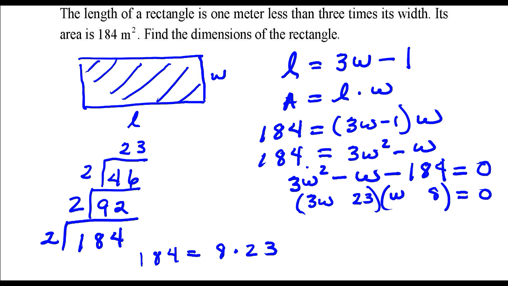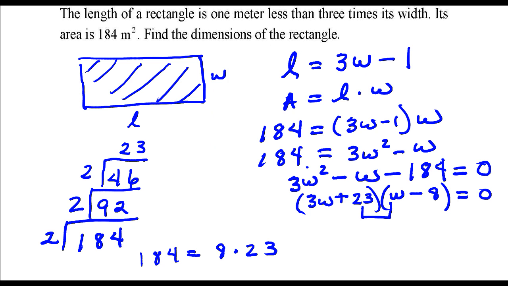Now I'm going to use these two numbers, and I'm going to put the 23 here and the 8 here. And I'm going to check to see if this is the correct factorization. So one of these numbers has to be negative. So 23 times 8, one of them has to be negative. I'm going to make this one positive and this one negative.